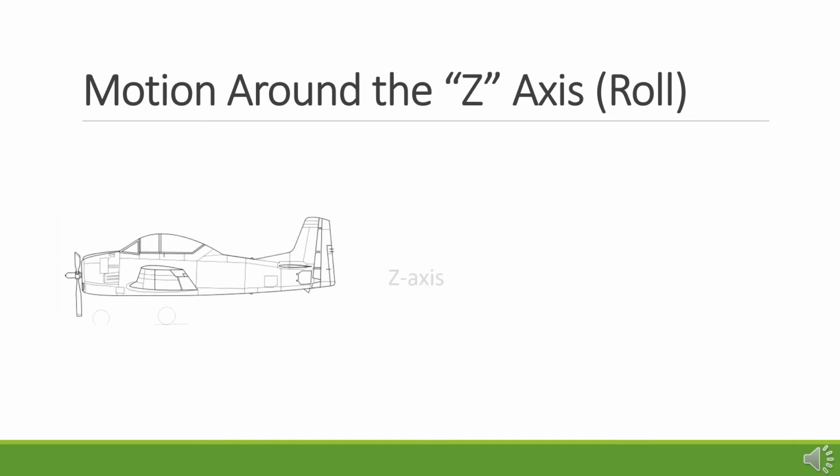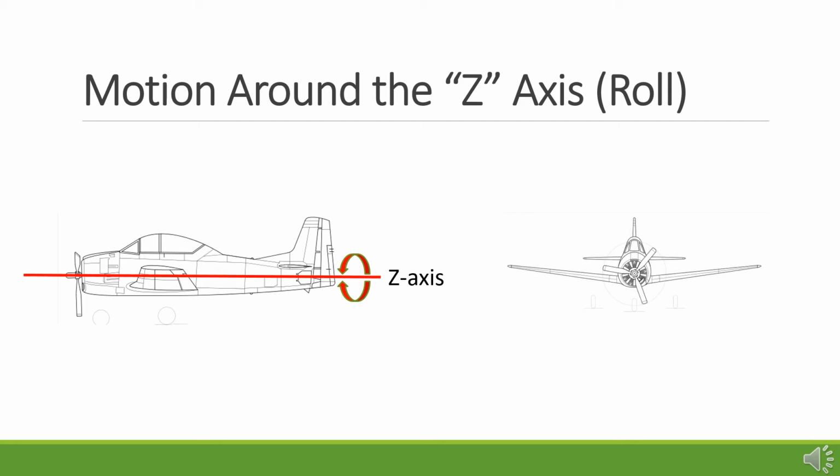Motion around the z-axis, or the axis that runs from the nose to the tail of the aircraft, is referred to as roll. As introduced in Lesson 1 to this section, roll would cause the aircraft to tip either to the right or to the left.